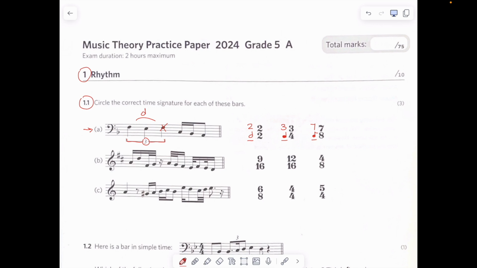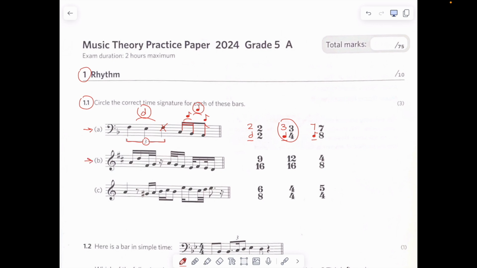Now for the next part, there are 2 semiquavers here. So together is a quaver. This one is a quaver. So together is a crotchet. So this is 1 crotchet, and this is a minim. So you can see there are 3 crotchet beats in this rhythm. So the answer would be 3-4 time.